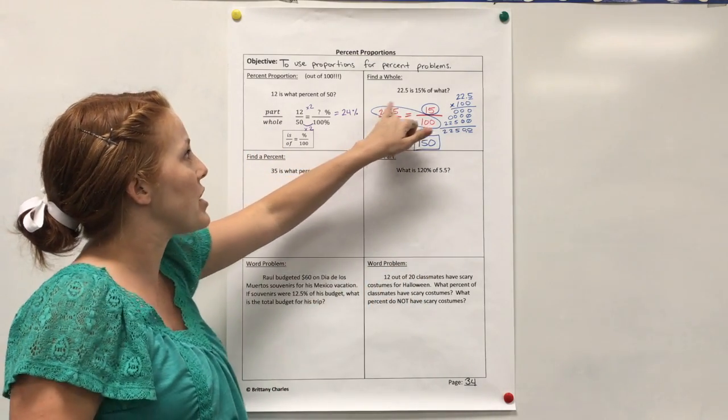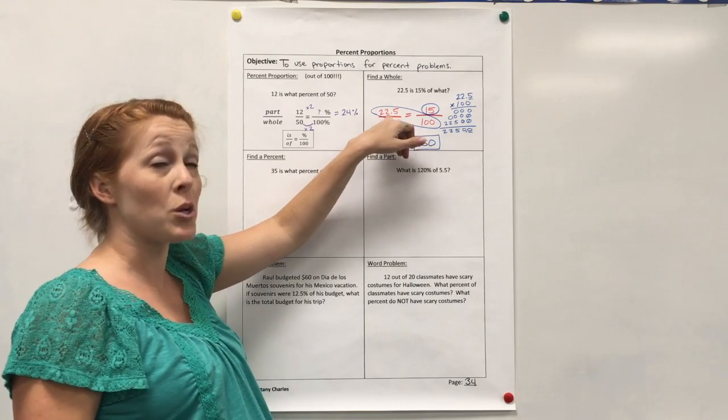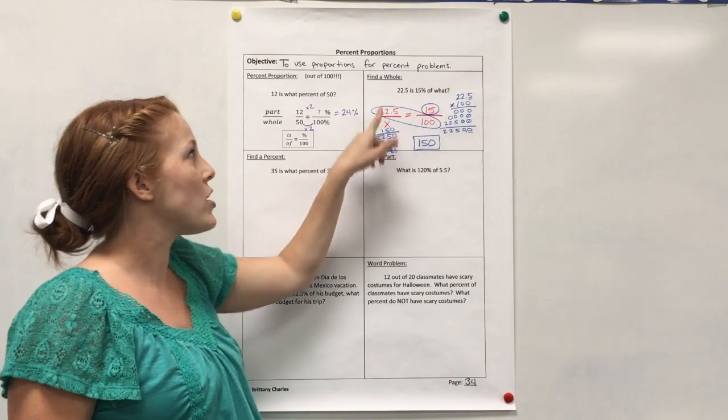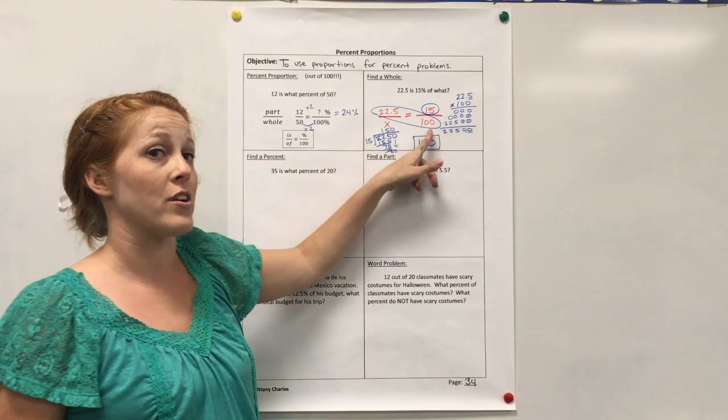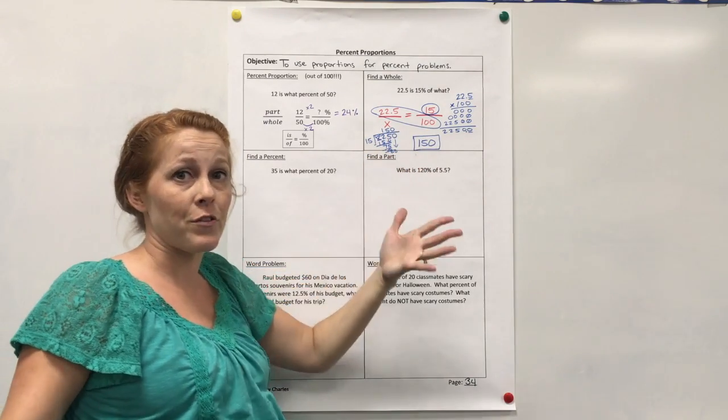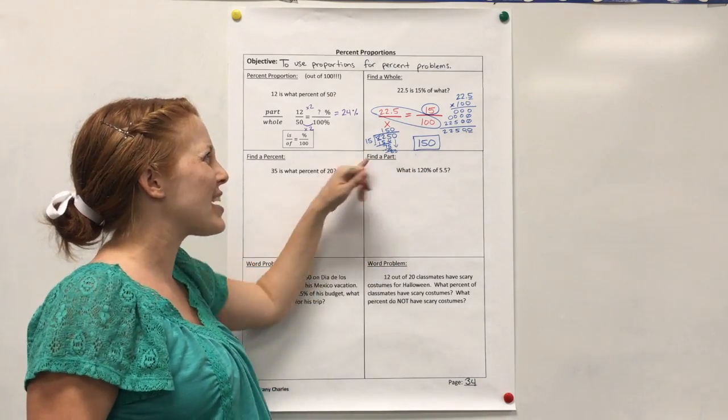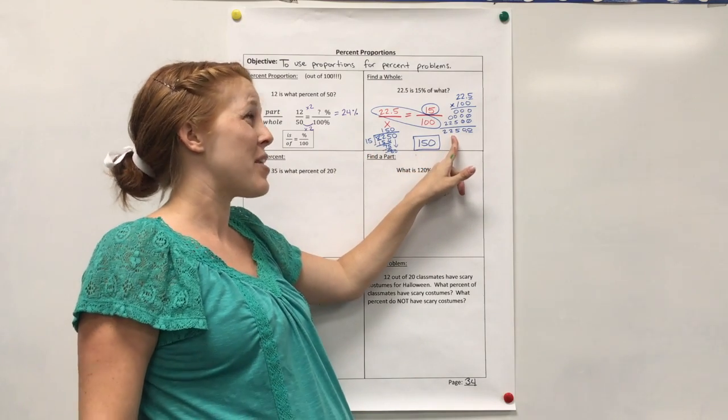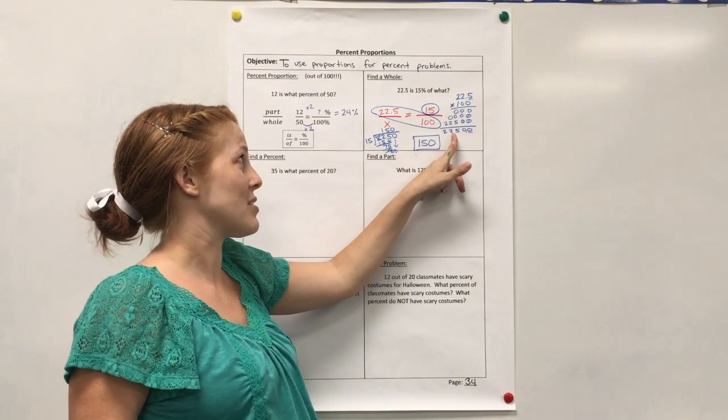Now, I can make sure that this makes sense by looking at the relationships. So if I look from here to here, 22.5 is a little bit bigger than 15. So I know x should be a little bigger than 100. And this makes sense because 150 is a little bigger than 100. If I had stopped and said 2,250 was my answer, that would be way bigger, so it wouldn't make sense.